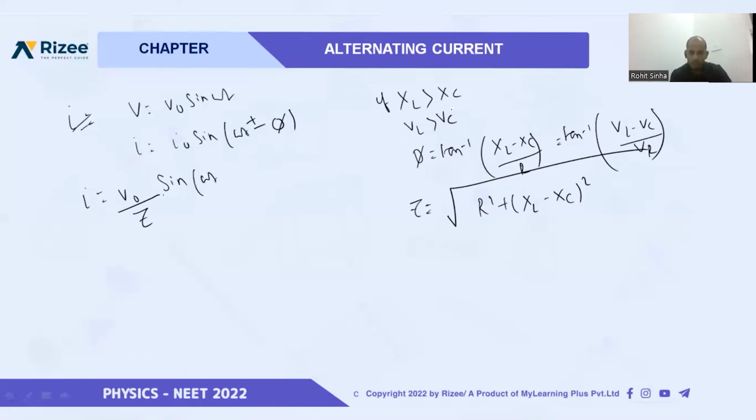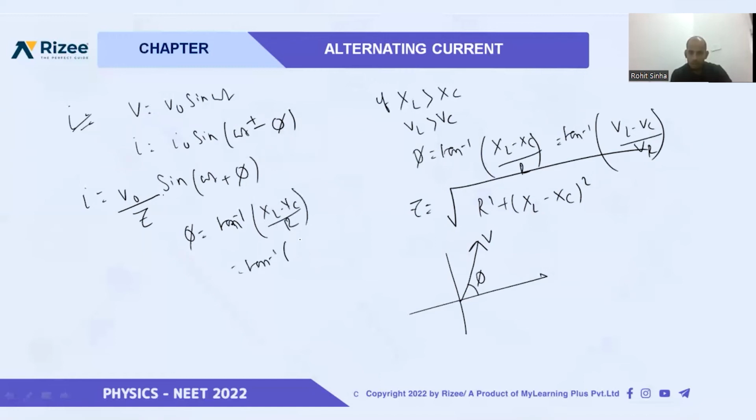into sine of omega t. If XL is greater than XC, we came to know that our phasor is like this. This is the value of net voltage, and this angle is phi. So we will write omega t plus phi. Okay. And what is the value of phi? This phi is equal to tan inverse XL minus XC by R, or tan inverse VL minus VC by VR.